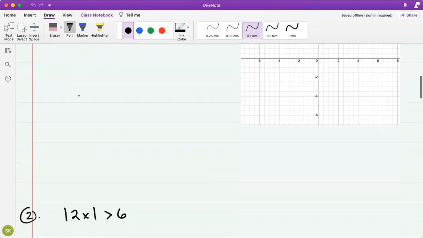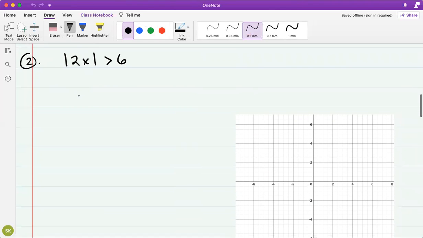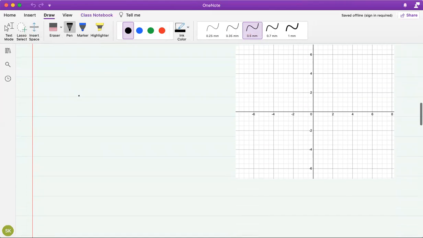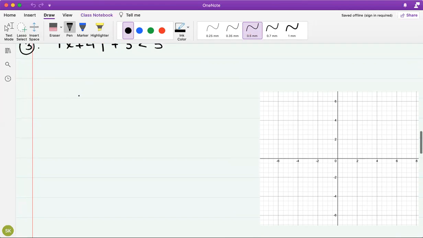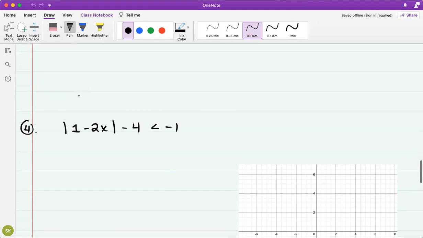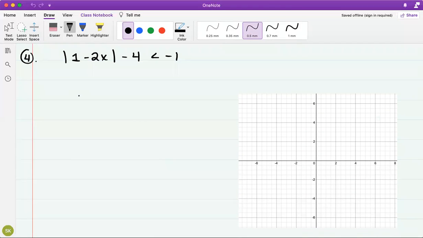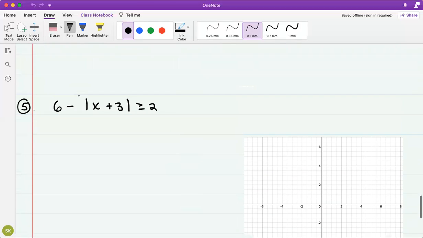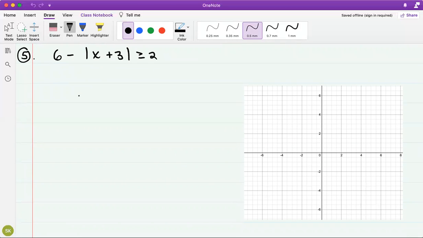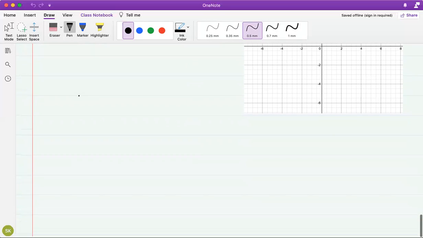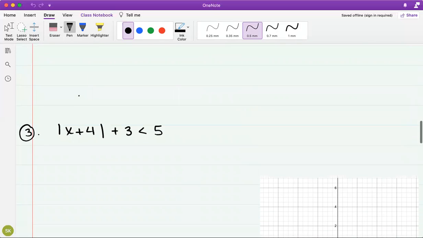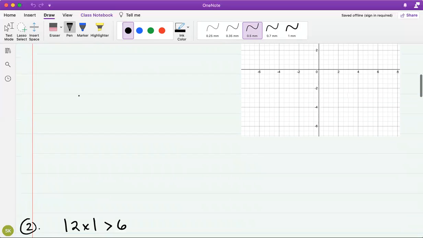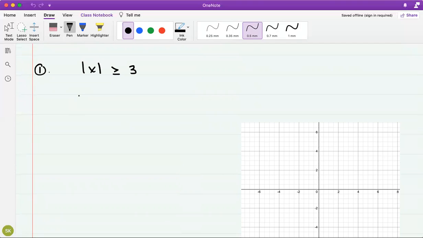So here's the first one. Here's the second problem. The third problem. The fourth problem. The fifth problem. Okay, so there's just 5 problems. So maybe watch me do a couple of them and see if you can do the other problems, and then just check and see if you get the same answers.